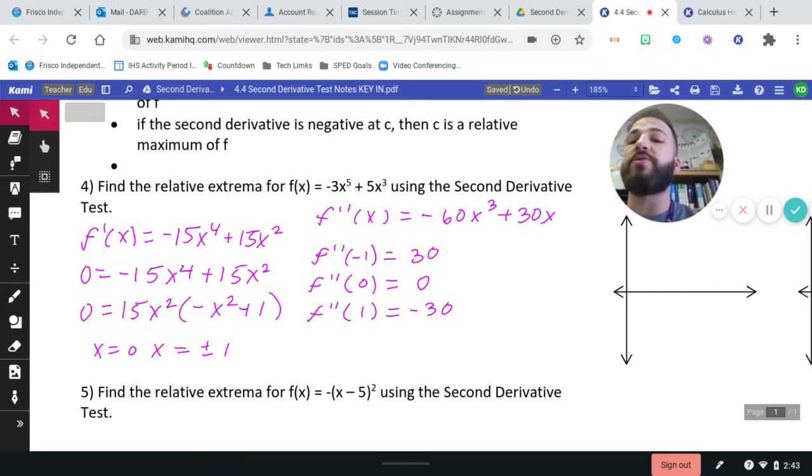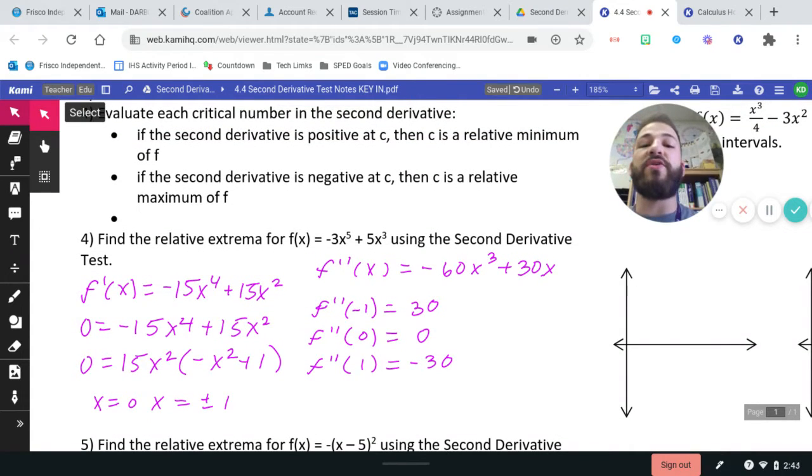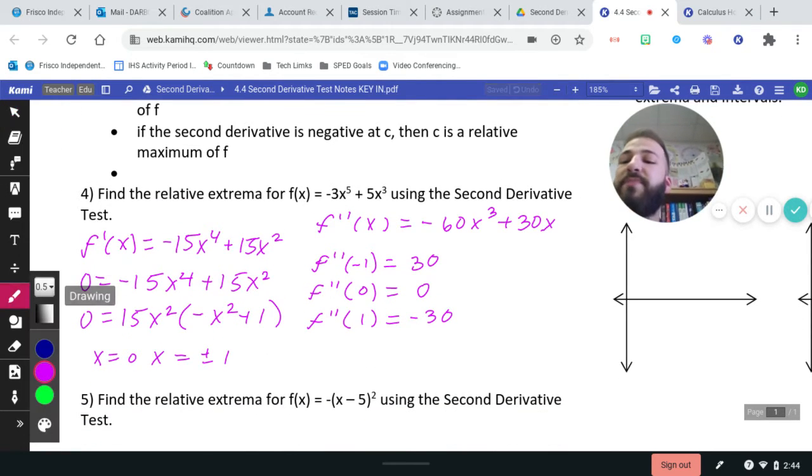Now, using our second derivative test, if my value is positive on the second derivative, then c is a relative minimum. So it's the opposite. If it is negative, then c is a relative maximum. And if we don't get either, it's neither. So 30 is positive, so I would say x equals negative 1 is a relative min. 0 is 0, so it's nothing. And then 1 is negative, so it's opposite. So x equals 1 is a relative maximum.